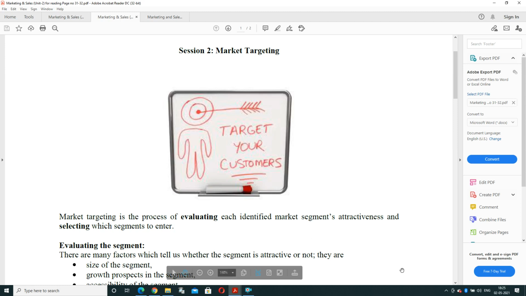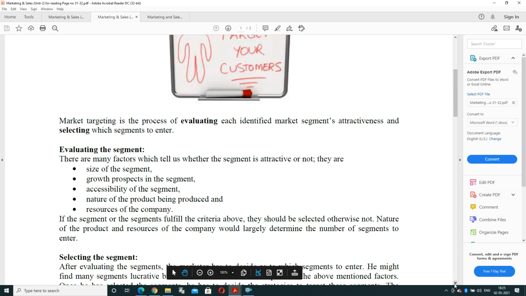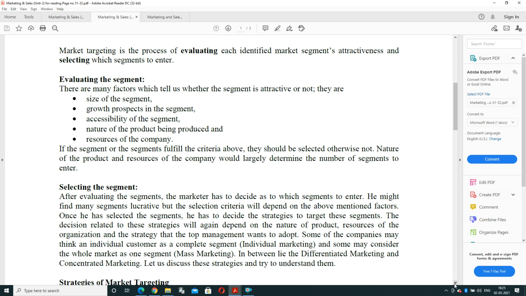Targeting, what is it? It is the process of evaluating each identified market segment's attractiveness and selecting which segments to enter. It means that after segmentation is performed, they have to find out which segment is more attractive, which can give benefit to the company, which can give accurate results, and which can generate more profit. That is attractiveness, and they will select, out of all segments, the ones in which they have to enter. It means which segment they have to follow.